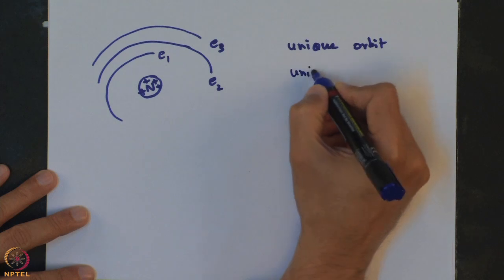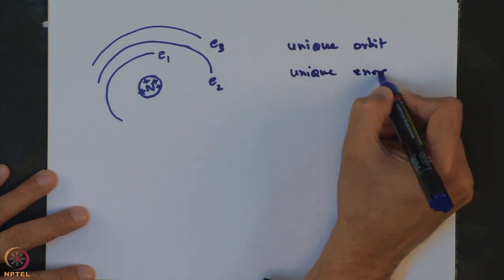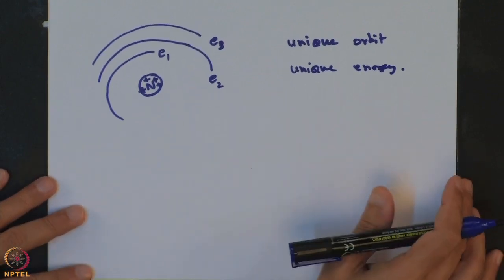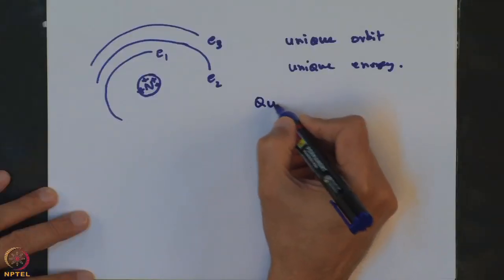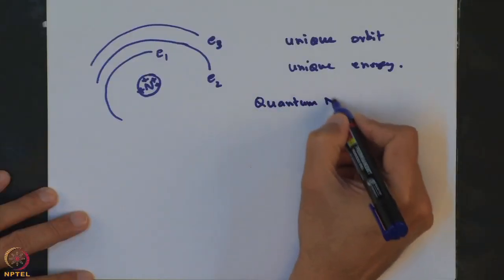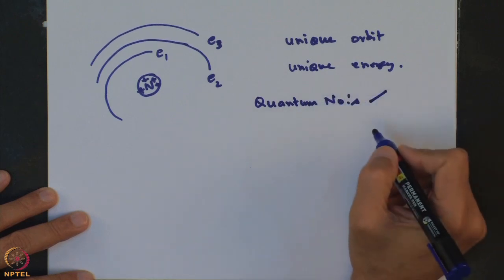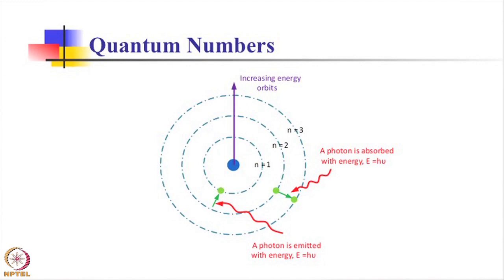So, unique energy. And we all know from our past knowledge that we can uniquely define each of these electrons which are revolving around a nucleus by using the concept of quantum numbers. So, we all know that there is principal quantum number, there is azimuthal quantum number, and so on. So, each of these electrons can be uniquely represented by a set of these 4 quantum numbers. So, each of them has a fixed energy.